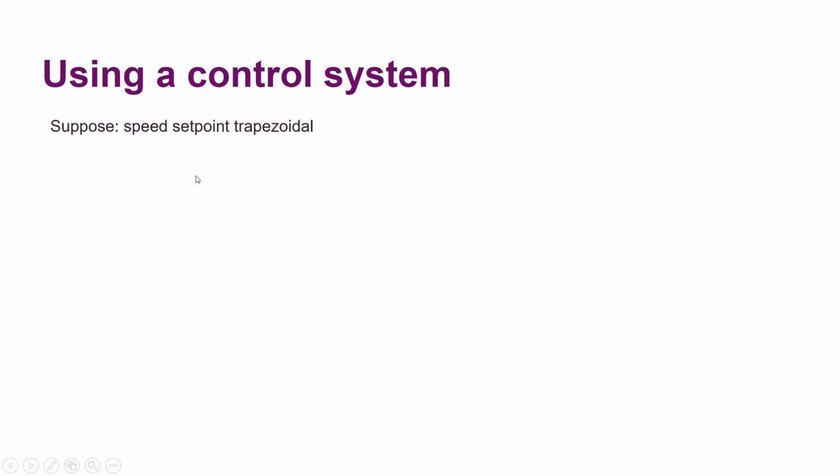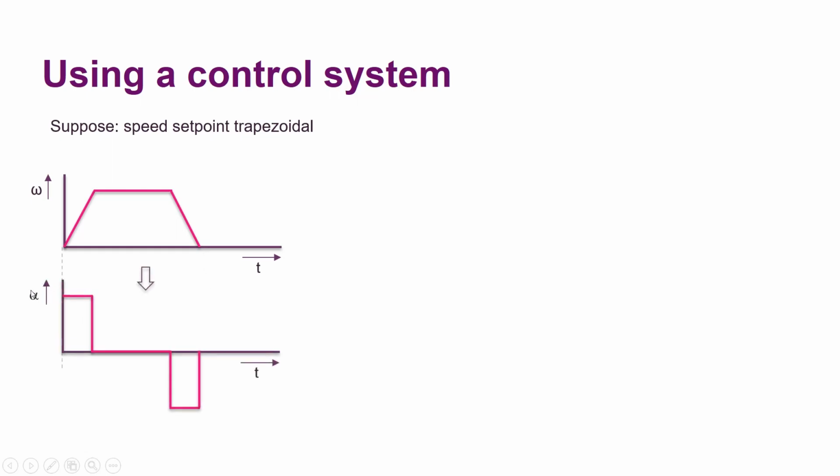Well, in a control system, we have a set point, and suppose we have a speed control system and my speed set point is trapezoidal. Then my speed, which I impose as a set point to my control system, so also to the motor, looks like this. We have a part in which the motor accelerates, speed goes up, then we have a part in which the motor speed is constant, and we have a part in which the speed decelerates to zero again. So my motor acceleration will look like this. Constant acceleration, zero acceleration, and a negative acceleration, so it's a deceleration.